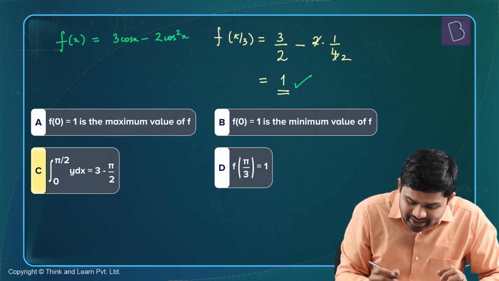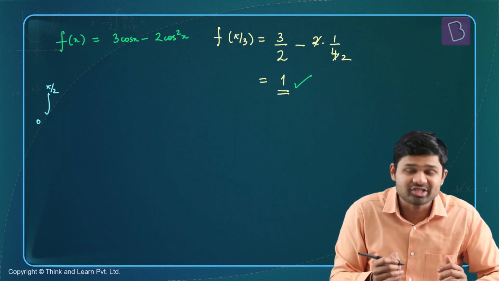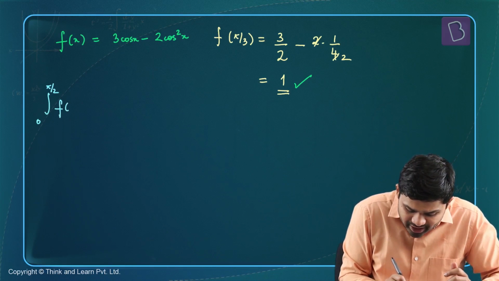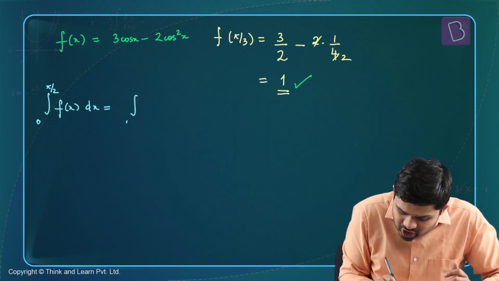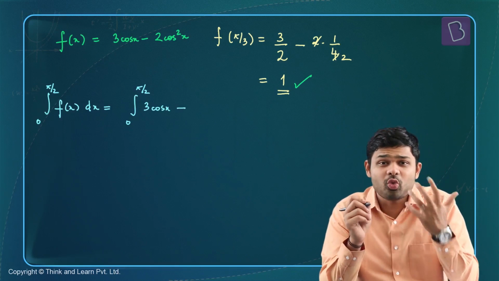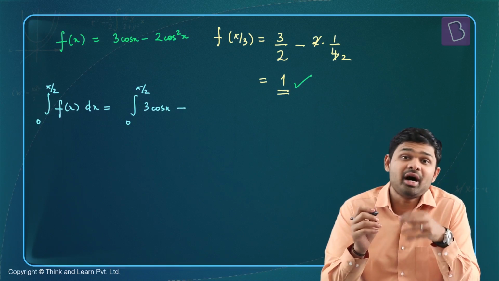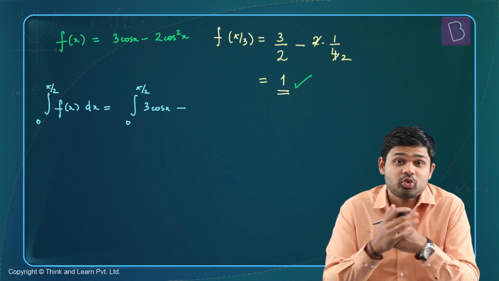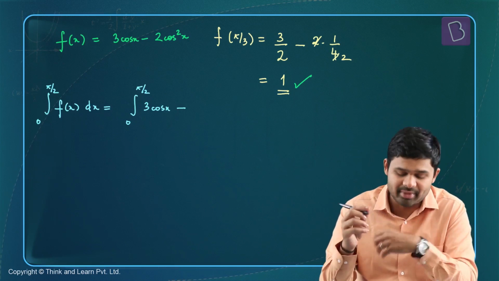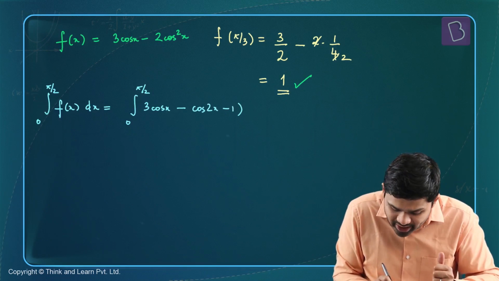Option C is nothing but the integral from 0 to pi by 2 of y dx, where y is nothing but my f of x. So it's going to be the integral 0 to pi by 2 of f of x dx, which is the integral 0 to pi by 2 of 3 cos x. Now I cannot integrate cos square, which is the next term. So I can write 2 cos square x in terms of cos 2x as cos 2x plus 1. So 2 cos square x is nothing but cos 2x plus 1. So it will be 3 cos x minus cos 2x minus 1 dx.